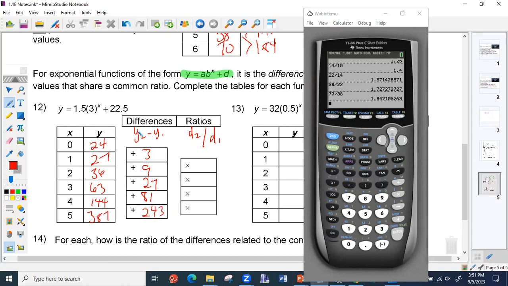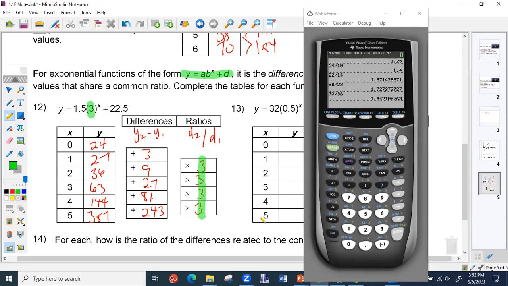That's your difference. Now you're dividing your differences. 9 divided by 3 is? 27 divided by 9 is? 81 divided by 27 is? And 243 divided by 81 is 3. So now we can draw some conclusions here. Our B value is still our ratio, but only after we found our difference. Does that make sense? So there's our B value.